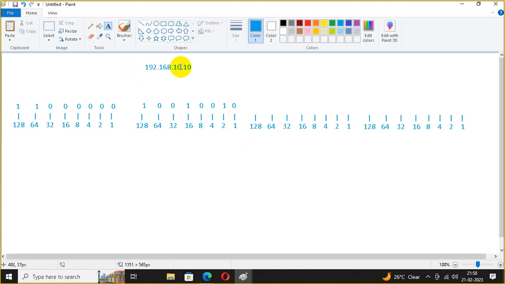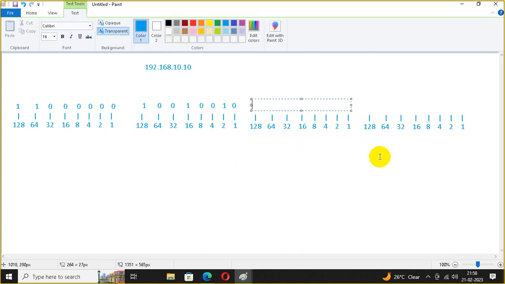Now if you want to make a 10 here, how to do that? Only 10. Tell me. 8 into 2. No, 8 and 2. So the rest of all will be 0, right? Very good.